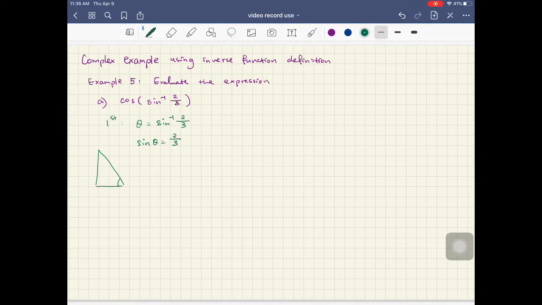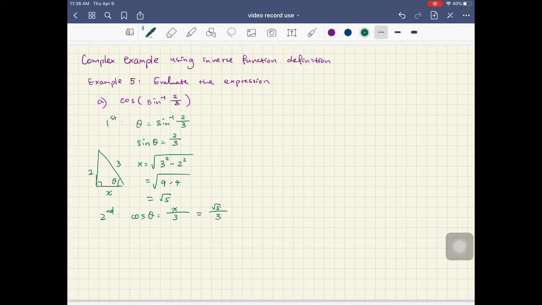If this is the angle theta in the right triangle, 2 over 3 tells me the side is 2 and the hypotenuse is 3. For the third side, I can use the square root of 3 squared minus 2 squared, which is square root of 5. So cosine of theta equals the adjacent side, the third side, over the hypotenuse, which is square root 5 over 3.